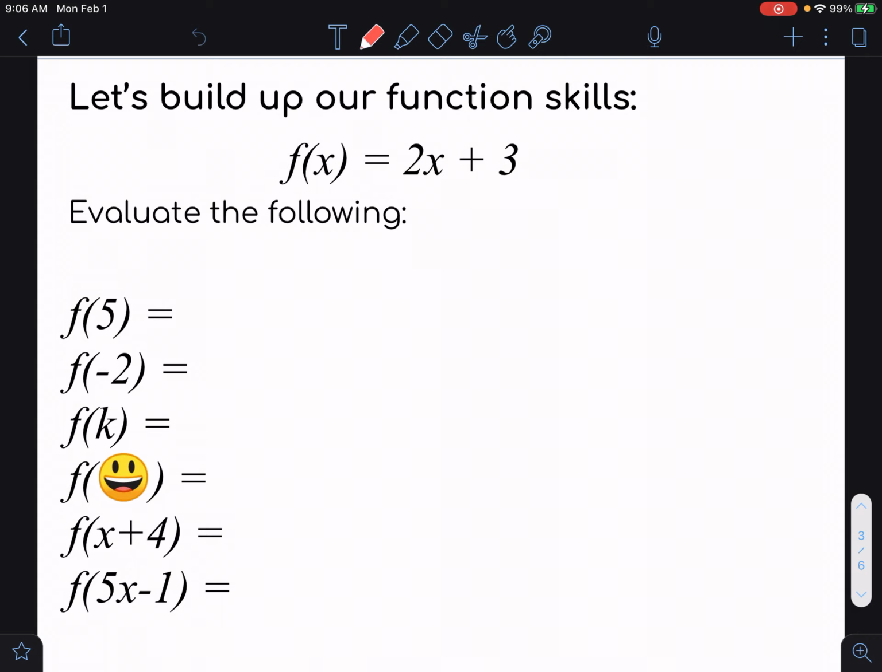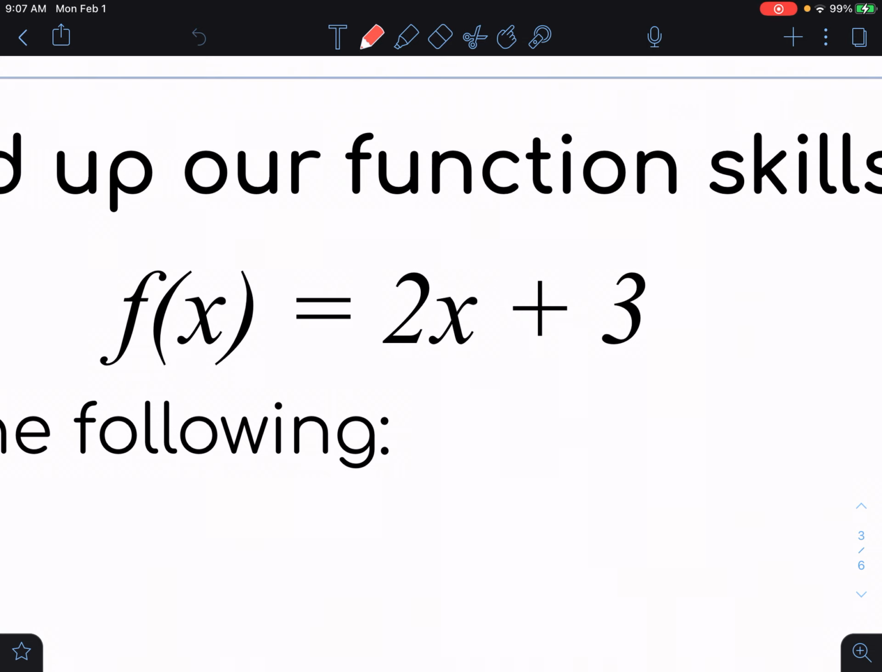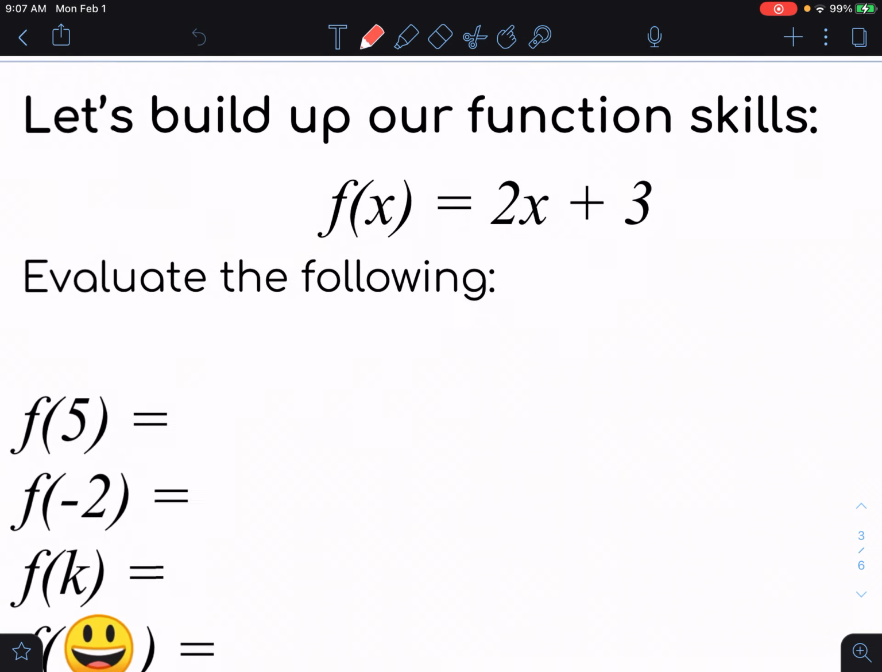Let's take a look at how we can actually evaluate functions at expressions beyond just points. That's the idea today, okay? Before we do anything, take a look at this function. f of x equals 2x plus 3, right?